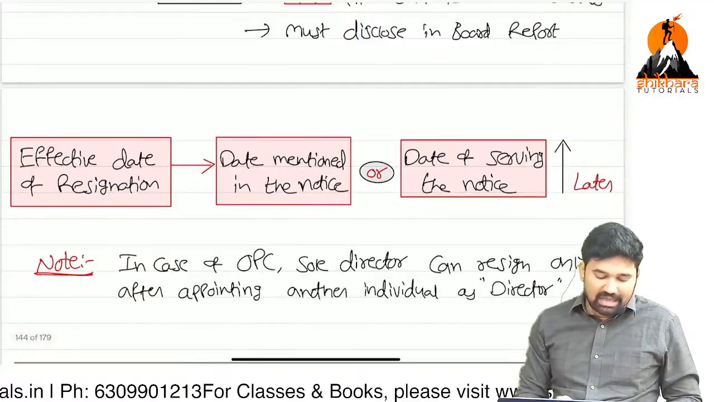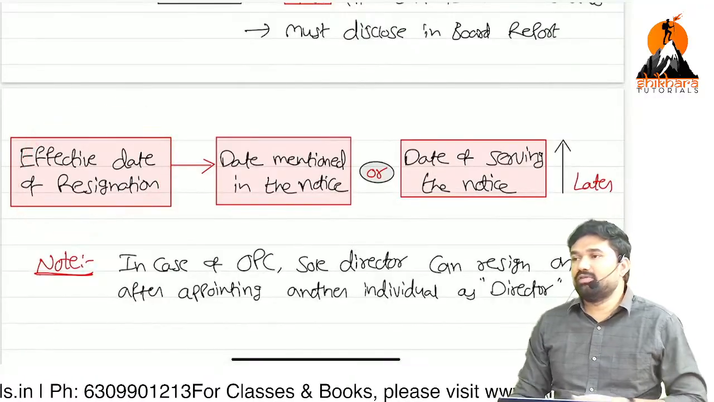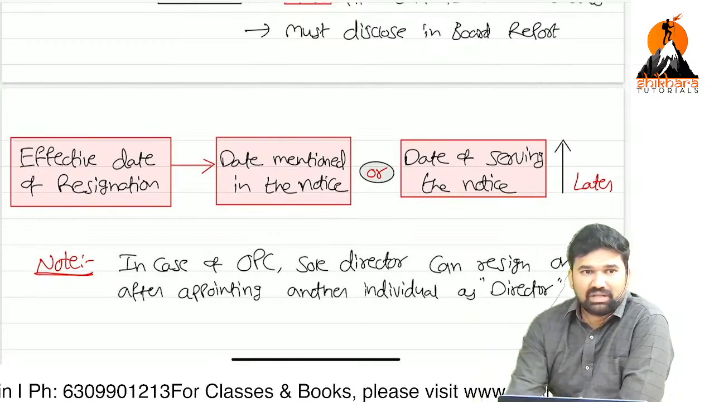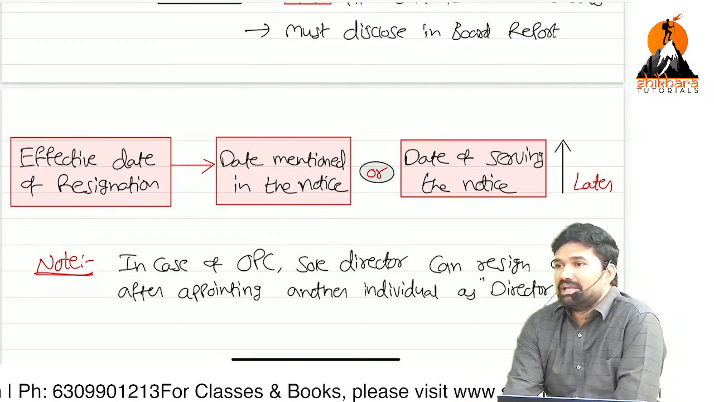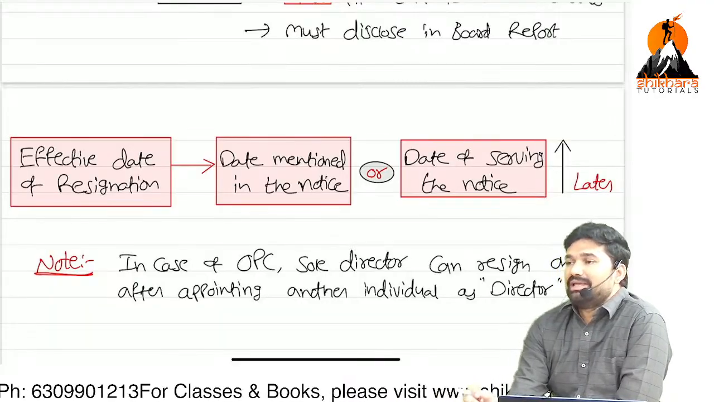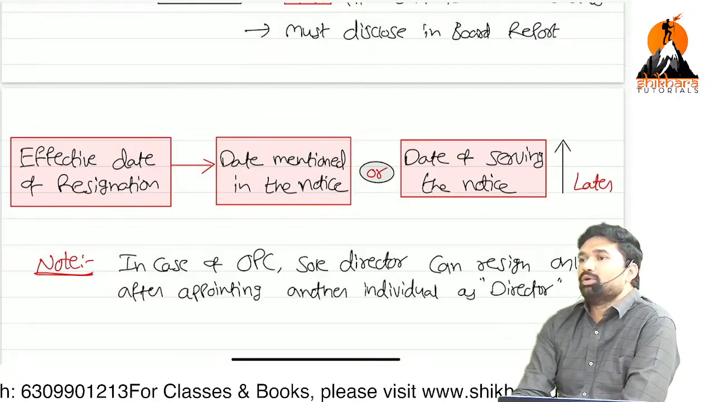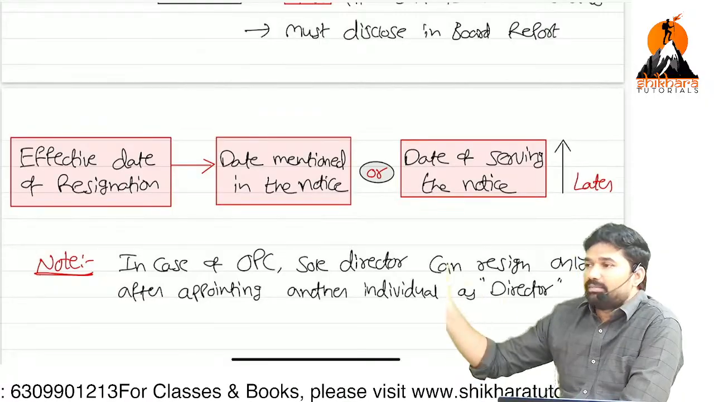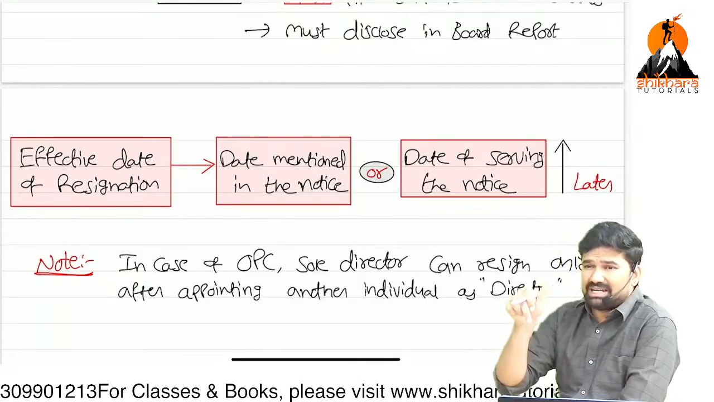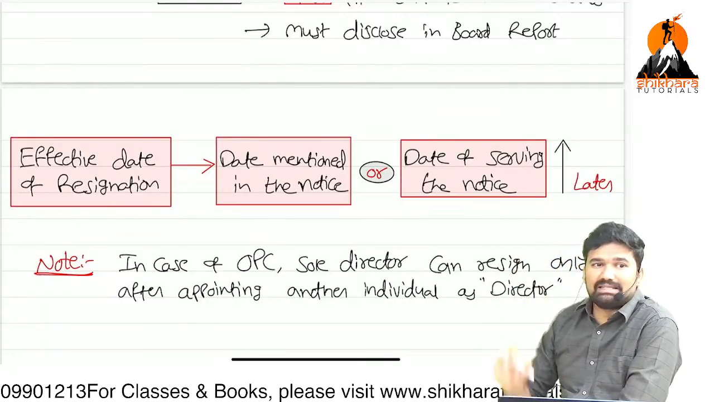Next one. Effective date of resignation. What is the effective date of resignation? Say for example, today I have given resignation. In that resignation letter, I have clearly stated that from 12th July onwards, I am taking exit from the company. I am going to resign. I am going to vacate my office from 12th July. I have to say always a present date or a future date. I can't say a past date.